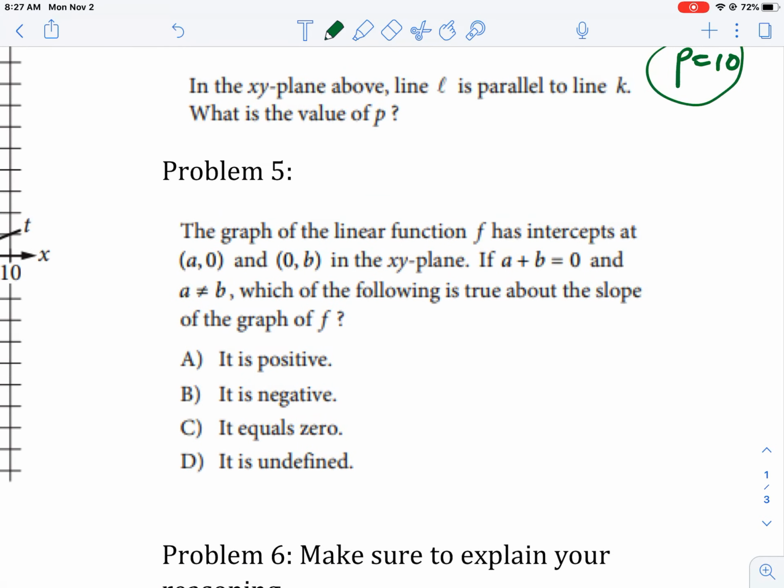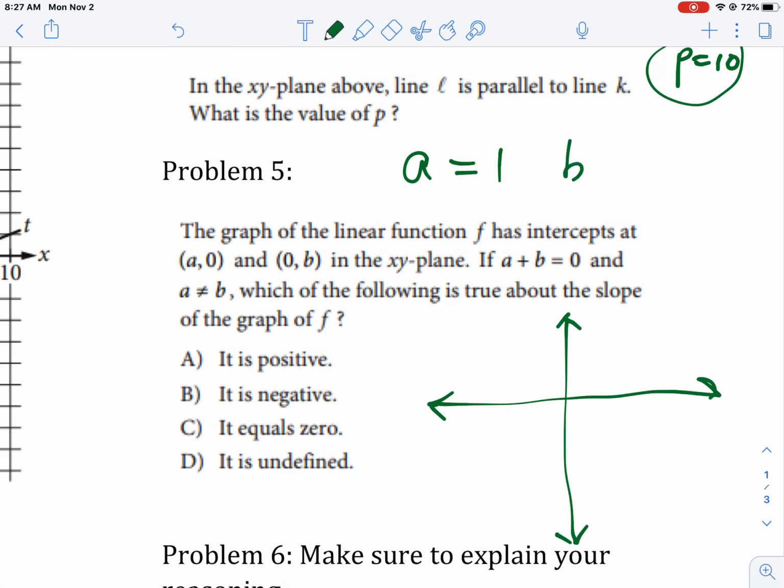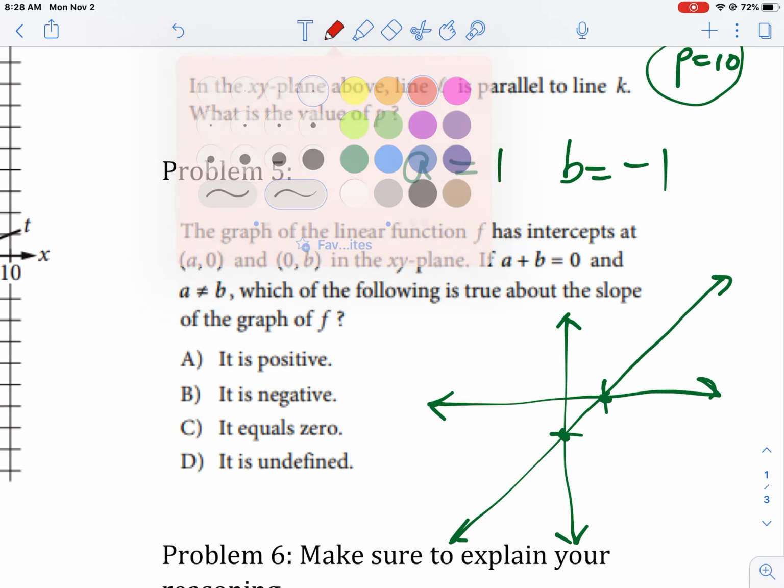All right, the graph of the linear function has intercepts at (a, 0) and (0, b). If a plus b is 0 and a does not equal b, which of the following is true about the slope? So basically, I would try numbers, right? So a equals 1, b equals negative 1, right? Those add to 0, but they're not the same. So here would be (1, 0), and down here would be (0, negative 1). And if we draw a line, that has a positive slope, okay?